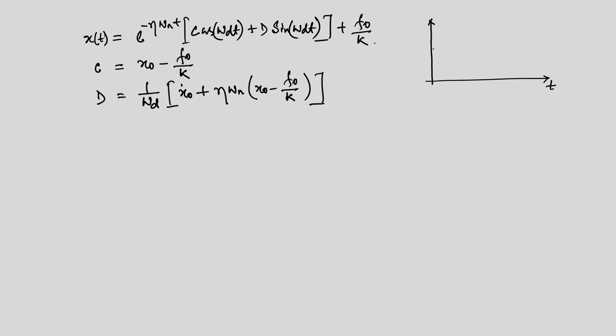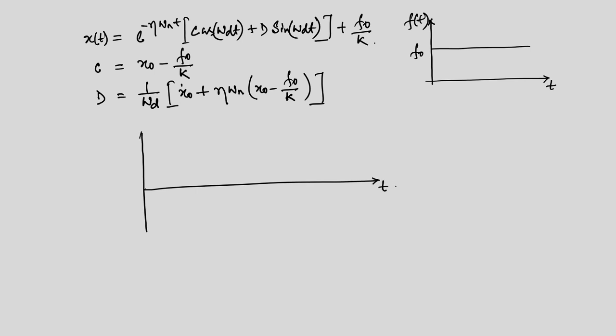So, that was the forcing function f naught for all time. So, this is the forcing function, and if I draw qualitatively the response of the structure, so we have t, and then in y axis we have the response of the structure. So, what is f naught by k? We call it, say, x s t, that is the static response. So, if this is the, say, static response, then what will happen? At t equal to 0, we have some displacement, that is x naught.